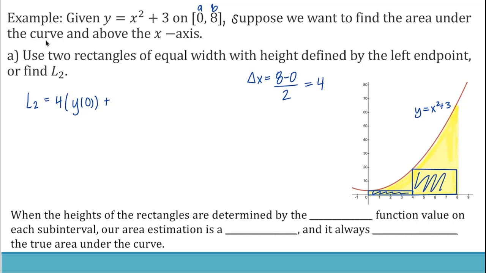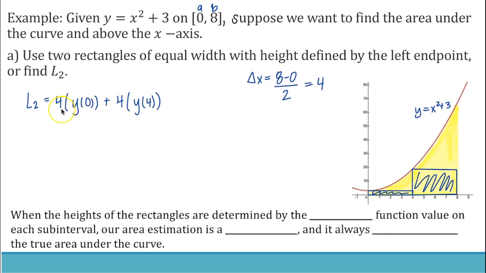So I want to find the area of that next rectangle, which has, again, a width of 4, but this time the height is found by substituting 4 into the function. So we can't really, again, eyeball it here from the graph, so we would calculate it by plugging 4 into y, so y of 4.